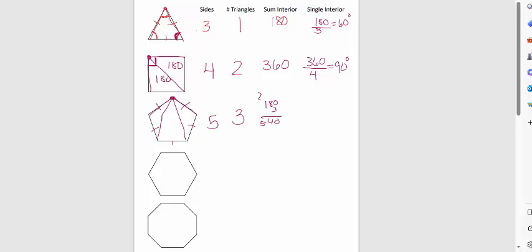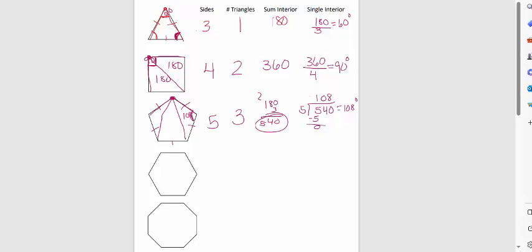and that's 540. So we are going to do 540 divided by 5 to figure out what one angle is. 5 goes into 54 10 times, and it goes into 40 8 times. So it's 108 degrees. So this is 108, this is 90, and these are 60.